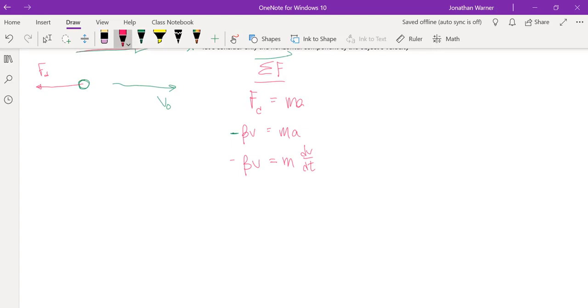So here's how we do this. This dv I want to leave by itself. So I'm going to multiply both sides by dt. I'm also going to divide both sides by the mass. And what we get is negative b v over m dt is dv. And divide both sides by v. And so we get this expression: negative beta over m dt is 1 over v dv.